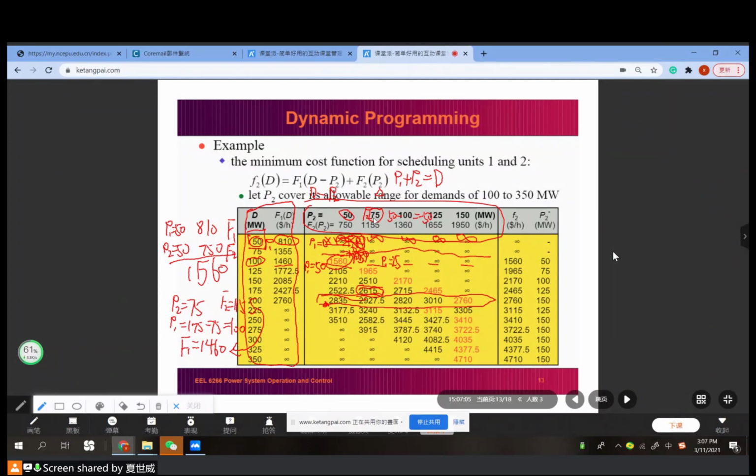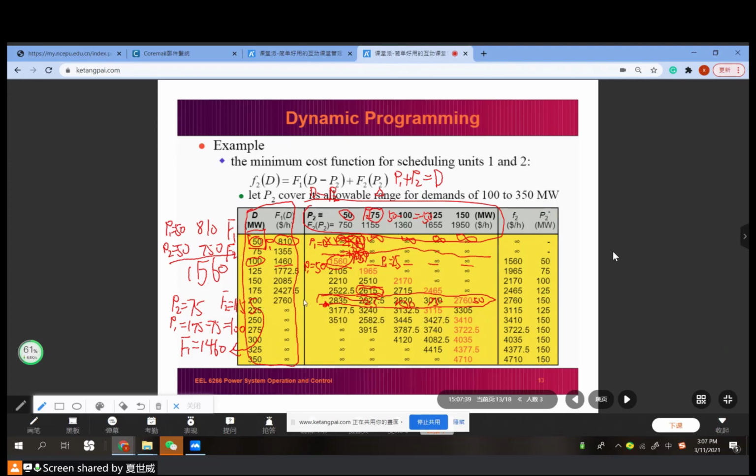This number means that P2 equals 75, P1 equals 125. This means P2 equals 100 and P1 equals 100. The fuel cost is this. This means P2 equals 125 and P1 equals 75. This fuel cost is for P2 equals 150, P1 equals 50. Because this row is for a total load of 200.